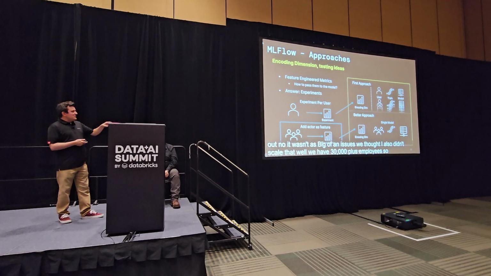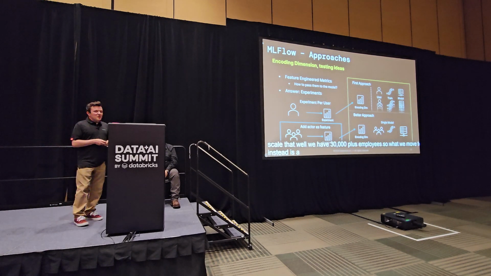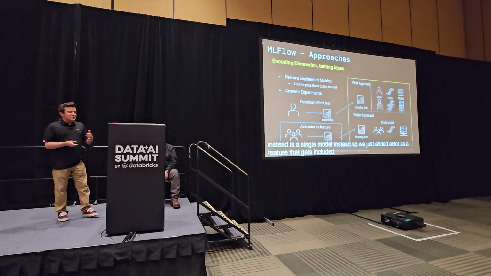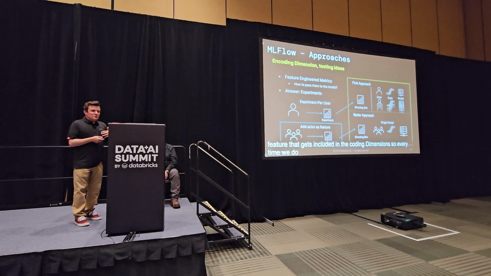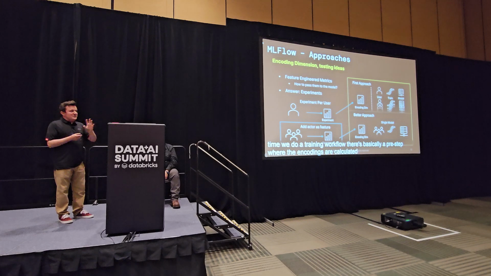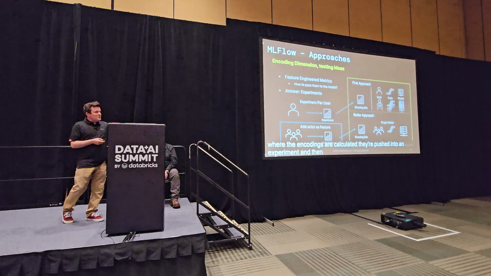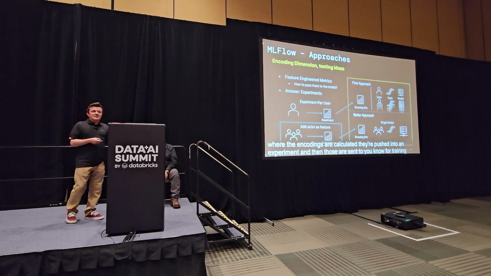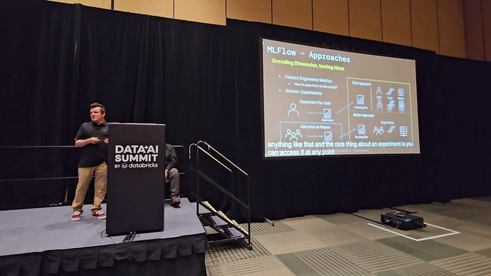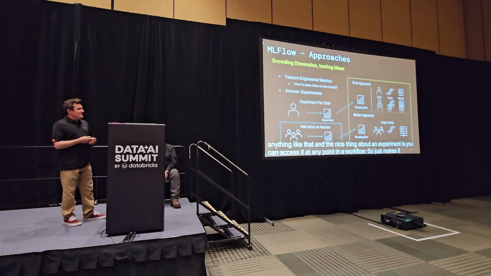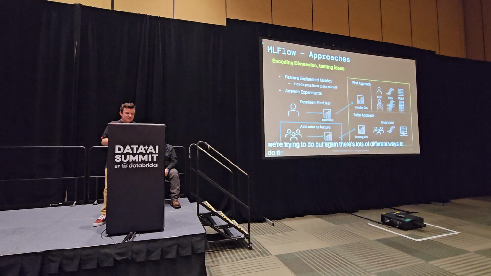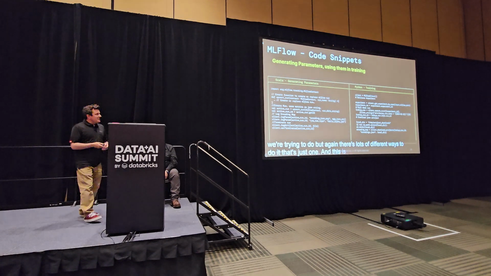So what we moved to instead is a single model. We just added actor as a feature that gets included in the encoding dimension. So every time we do a training workflow, there's basically a pre-step where the encodings are calculated, they're pushed into an experiment, and then those are sent for training or anything like that. And the nice thing about the experiment is you can access it at any point in a workflow. So it just makes it pretty flexible with what we're trying to do. But again, there are lots of different ways to do it. That's just one. And this is an example of how we implemented it.